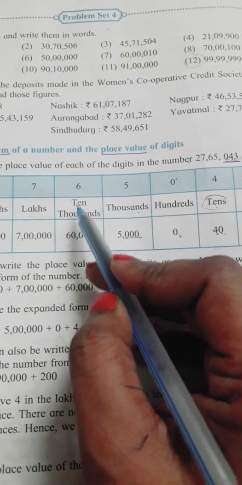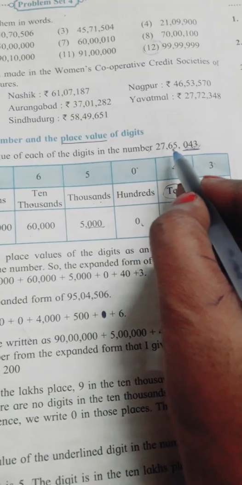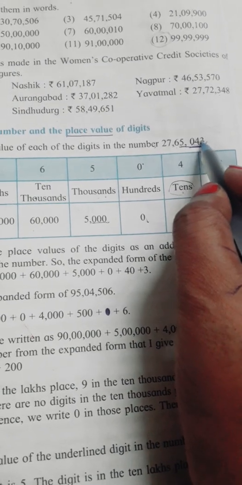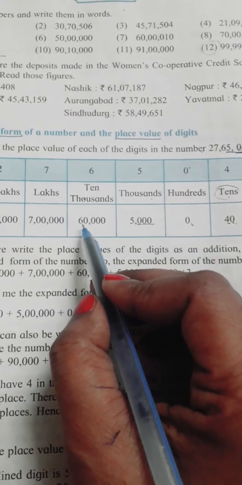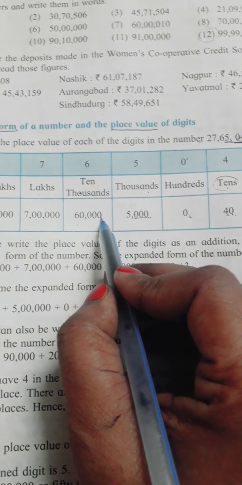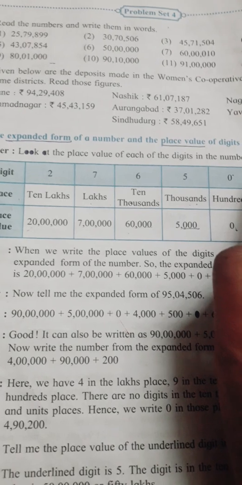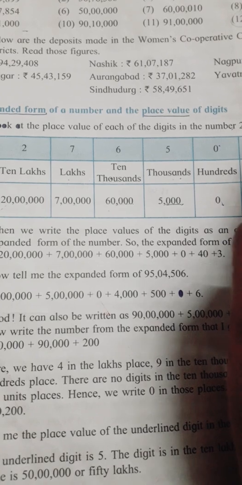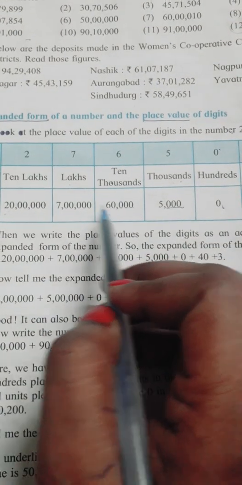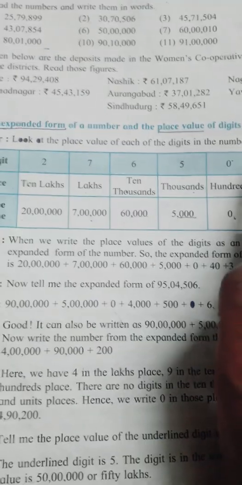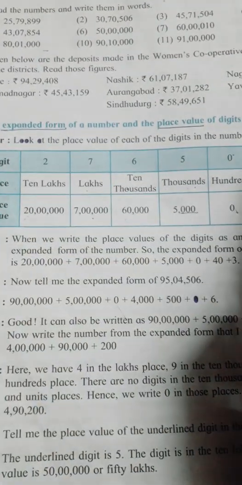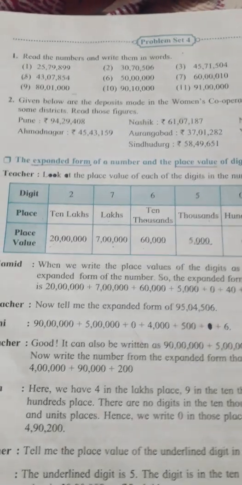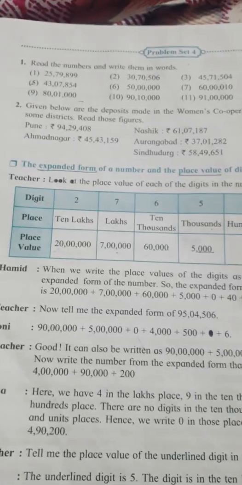Now 6 is in the 10,000 place. So before 6, how many digits are there? We have 1, 2, 3, 4. So we will write 6 followed by 4 zeros. 7 is in the lakh place. So before 7, how many digits can you see? 1, 2, 3, 4, 5. So we have to write 7 followed by 5 zeros. 2 is in the 10 lakh place. Before 2, how many digits are there? That many zeros you have to write. This will be the place value of each individual digit. Clear?